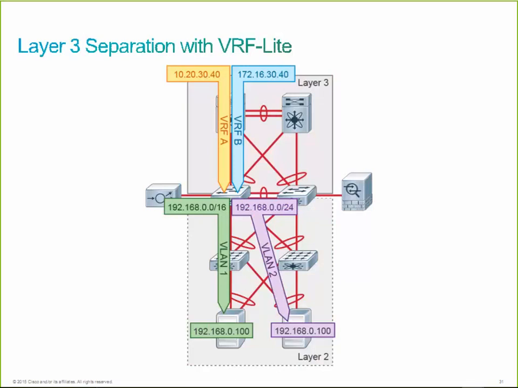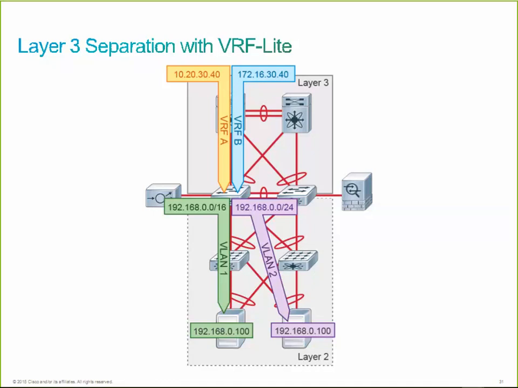In the diagram, traffic that ingresses the core switch through the interface assigned to VRF-A is destined for the 192.168.0.100 subnet. Now, the core switch performs a lookup in the VRF-A routing table, and then it's going to forward the traffic to the aggregation switch through the layer 3 interface that's assigned to VRF-A. And by the way, that layer 3 interface can be a physical interface. It can be an SVI that's tied to a particular VLAN.